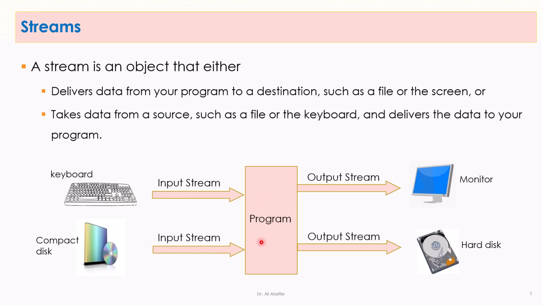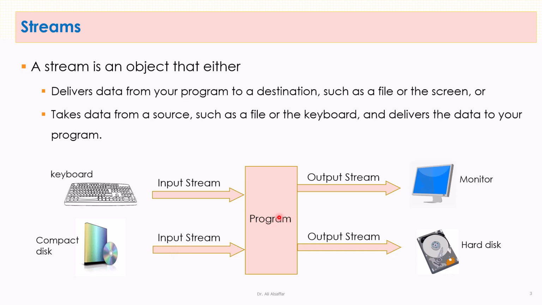Also, if the program is reading from a compact disc, which is a CD, then the data going from the compact disc to the program is called an input stream. This happens when we are playing something from the CD, an MP3 file as an example, then the data of the MP3 file is moving from the compact disc to the program, so we say we have an input stream.